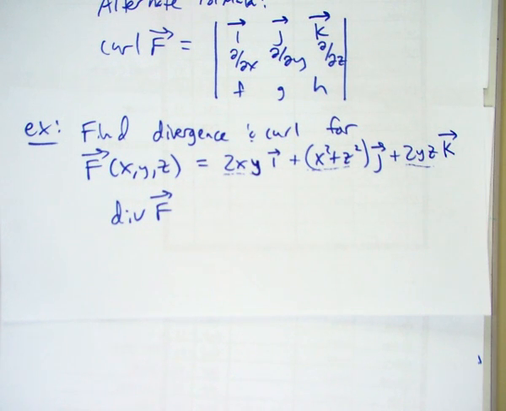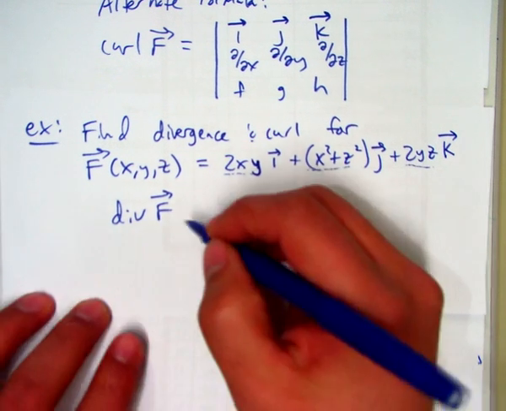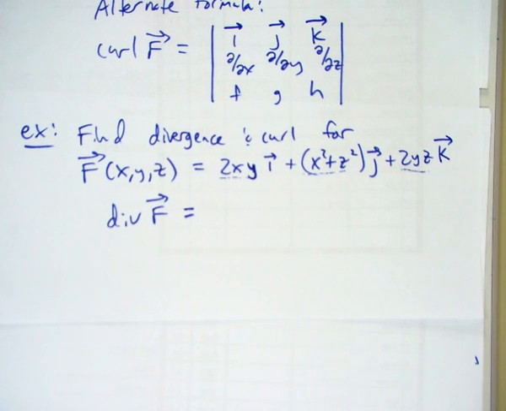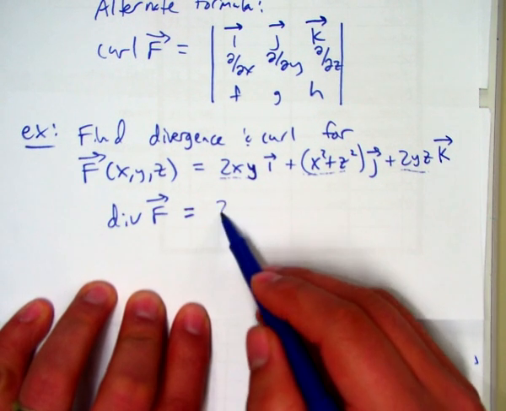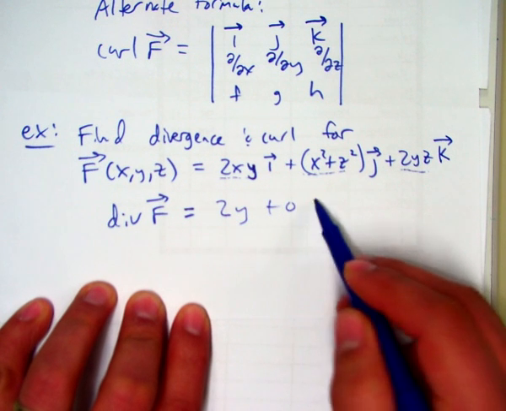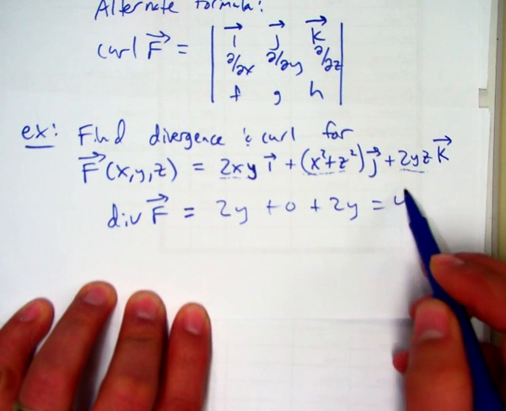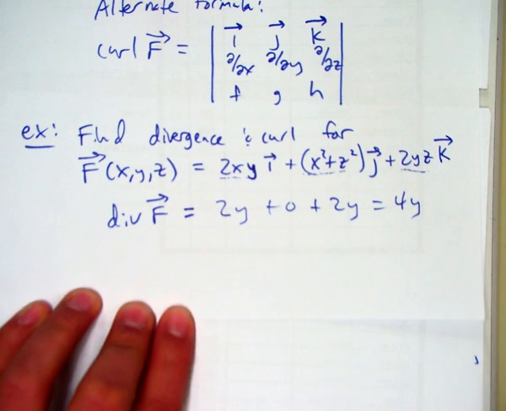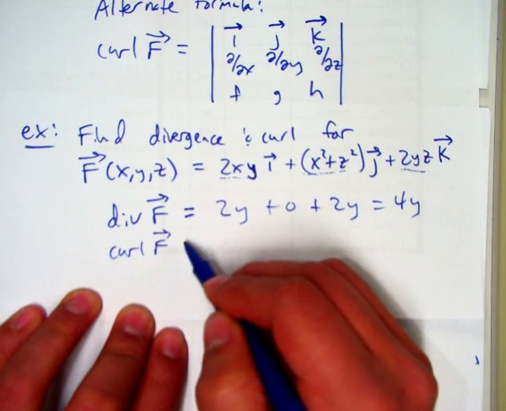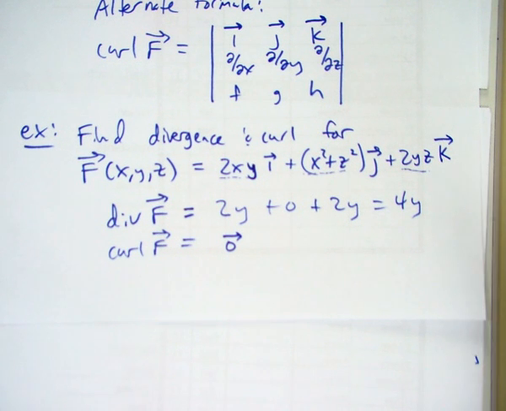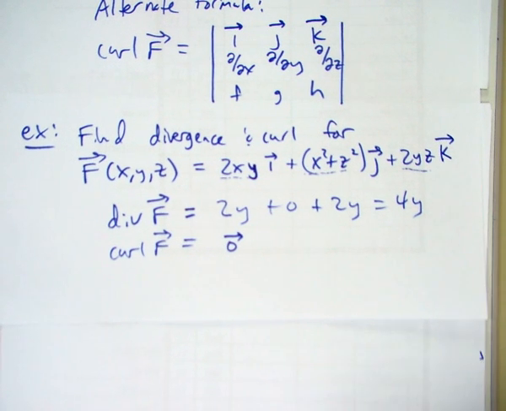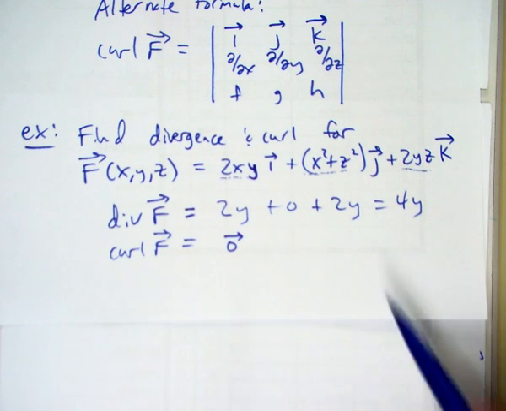Okay. All right. Let's see. Volunteer, divergence. 4y. Tyler, how'd you get that? Because partial f partial x is 2y, partial g partial y is 0, and partial h partial z is 2y. Good. Pretty easy, right? Curl. Anybody have that? 0 vector, which means there's no rotation going on there. Okay. Any question? Everybody get 0 and we're good?